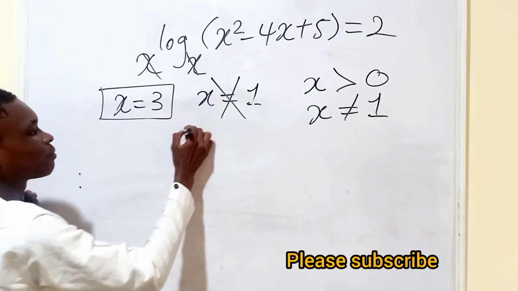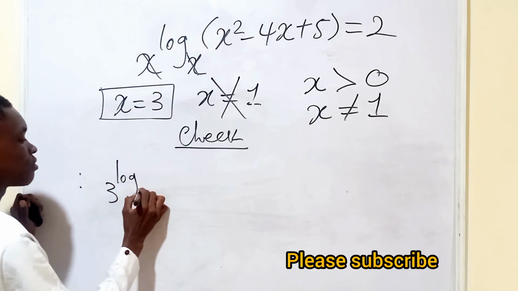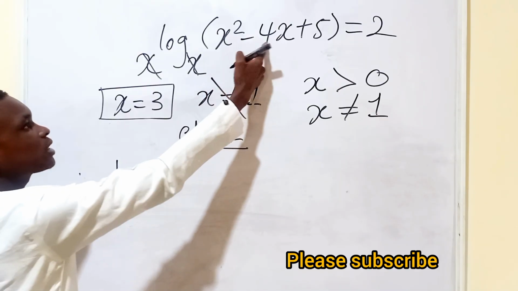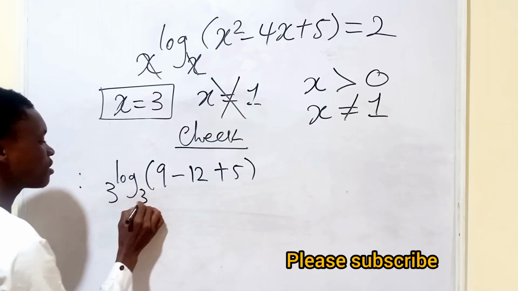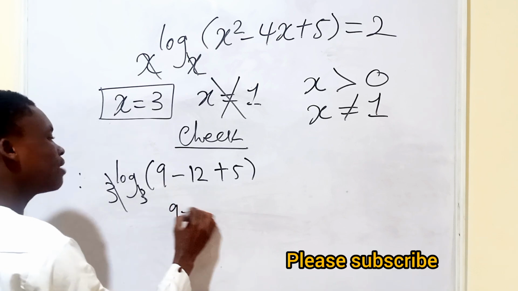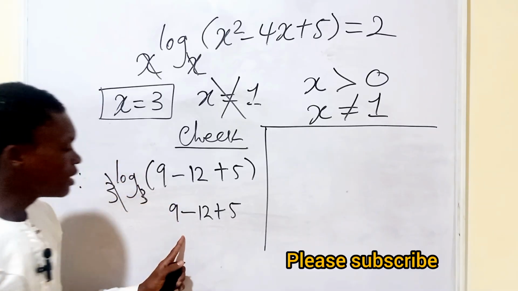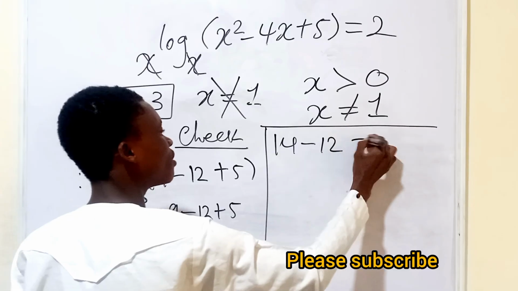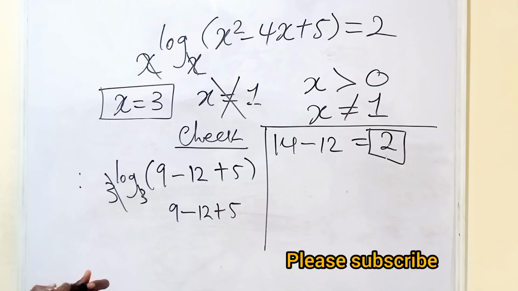Let's check if we are correct. Let's bring in 3 raised to the power of log. Now 3 squared is 9, minus 4 times 3 gives us 12, plus 5, base 3. If we get 2, we are correct. So clearly this can cancel out this, and we have 9 minus 12 plus 5. So from here, 9 plus 5 gives us 14. So this is 14 minus 12, which equals what? 2. So clearly, 3 is the only solution that satisfies this problem.